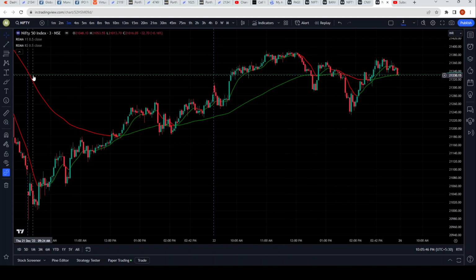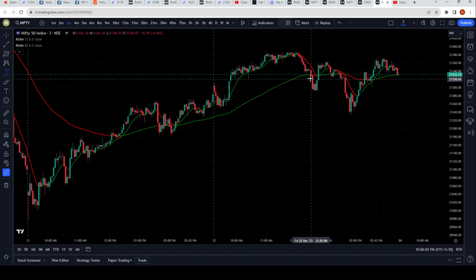Our goal is to enter whenever there's an intersection with same colors, and our goal is only to grab 10 points. That's it. For the first 1 month, we will only grab 10 points. Every time we enter, our goal is only 10 points.